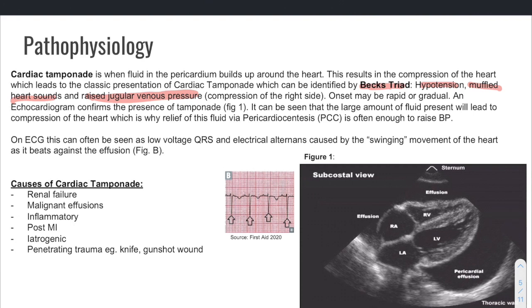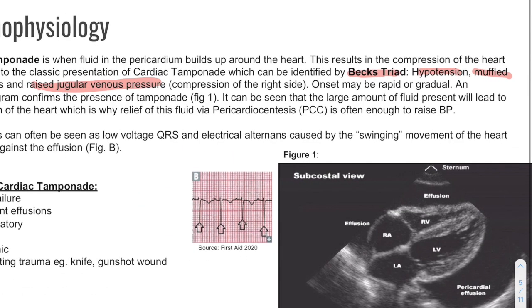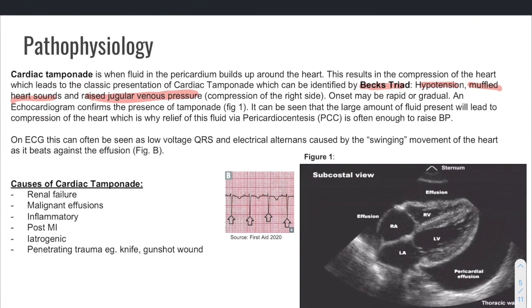The electrical alternans are another good clinical clue. Once you do an ECG, if you see that alternating amplitude in your QRS complexes, that's what the electrical alternans are, and that's what this is showing here. And what are the electrical alternans actually caused by? Well, if your effusion is blood or fluid, as your heart beats, it's swinging back and forth amongst the fluid, and so the amplitude changes in your QRS complex are due to the swinging movement of the heart with each beat within the effusion.